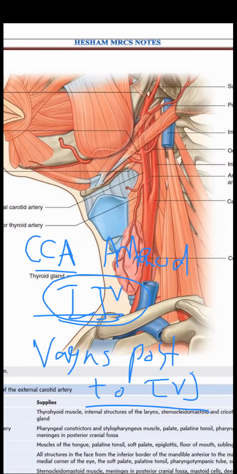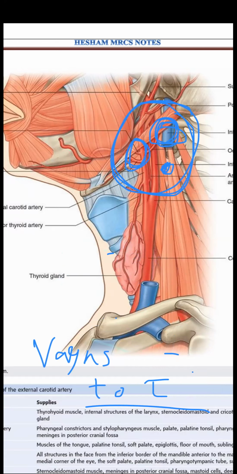These are the relations. I will try to draw them here. So this is anteromedial, the common carotid. Then you have a nerve, which is posteromedial. I have the internal jugular, which is lateral. This is the arrangement of the structures within the carotid sheath. Please keep this.